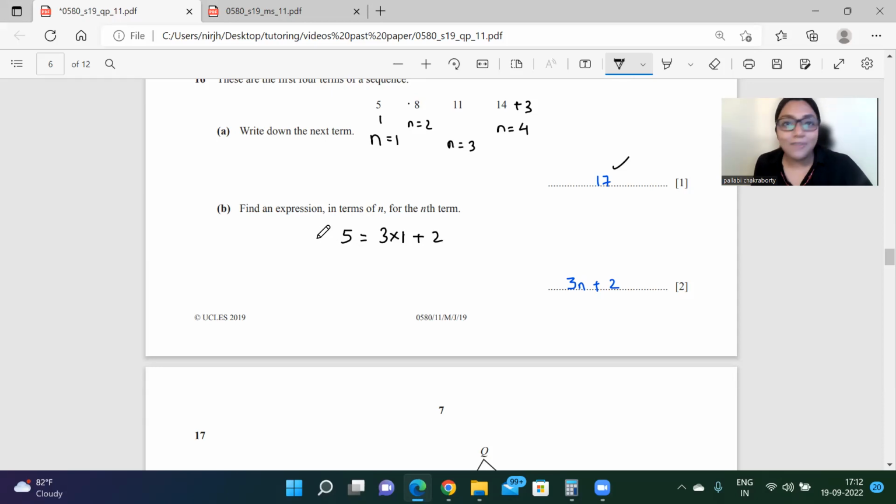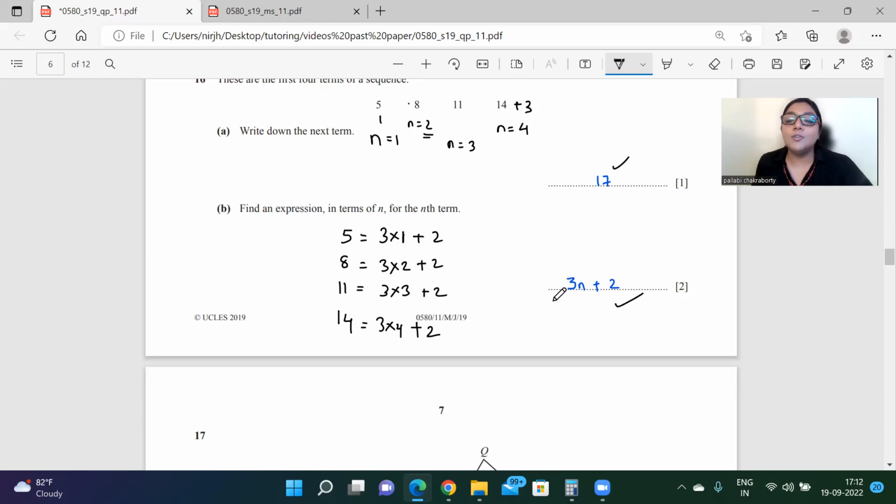Let's do the same thing for the next term as well. You have the next term as 8. Next term means n is 2 here, right? This is the second term. So if you multiply the second term also with 3, you get a 6. If you add a 2, you get an 8. Let's see if that happens with the third term as well. That is 3 multiplied by 3 plus 2. Yes, it is 11. Let's talk about the fourth term, which is 14. Again, 3 multiplied by 4, which is a 12. Add a 2 to it, you get a 14.